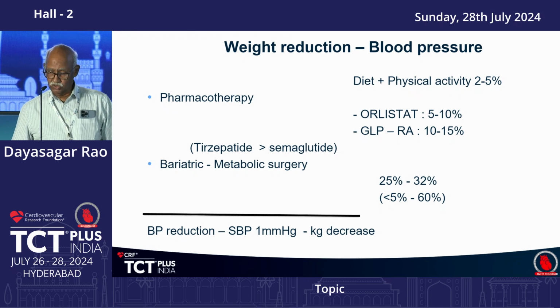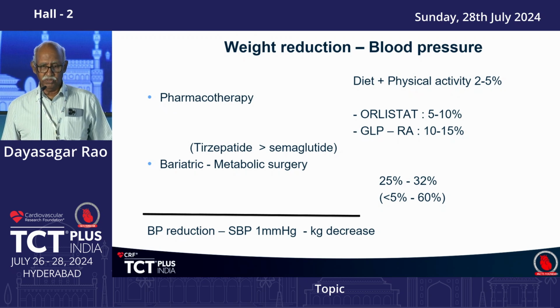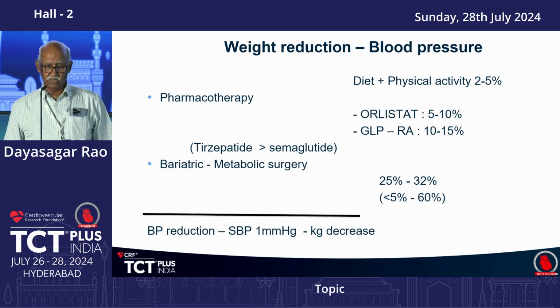And the newer drugs, that is GLP receptor agonists, and the combinations of that, tirzepatide and semaglutide, are more powerful. They can reduce the weight by as much as 10 to 15%. Individual variations are still there. And of course, finally, the most powerful weight-reducing procedure is the bariatric metabolic surgery, which can reduce the weight by as much as 30%. I think it's generally believed that for every 1 kg decrease in the body weight, there will be a decrease of systolic blood pressure by about 1 millimeter of mercury.